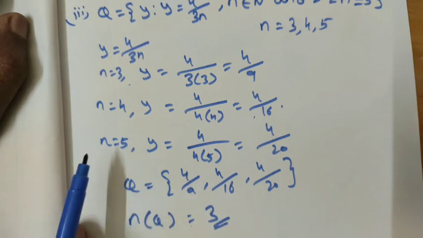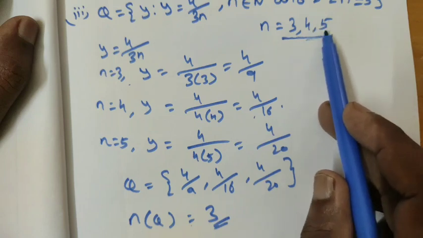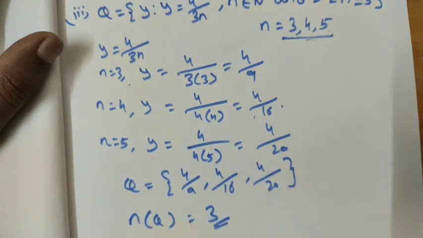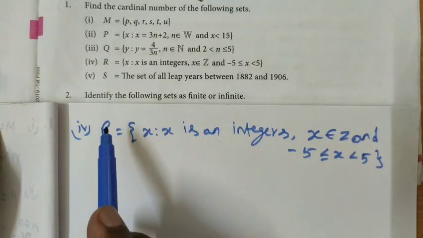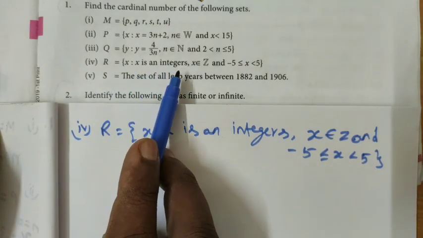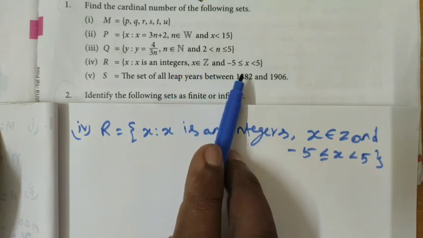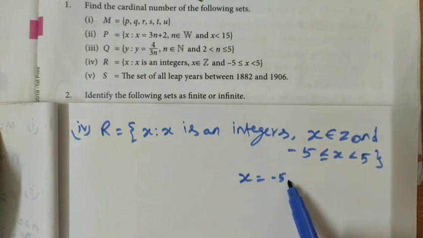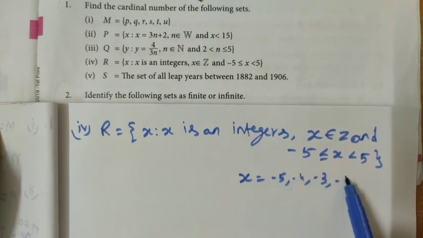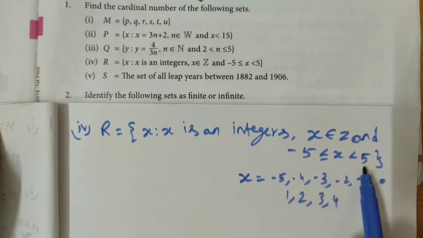If they ask one more question, just count the number of elements. So, of course, the set will have only 3 elements. The Roman number iv is given as R is equal to the set of x such that x is an integer, x belongs to integers, right? And x is greater than or equal to minus 5 and less than 5. So, the x values are minus 5, minus 4, minus 3, minus 2, minus 1, 0, 1, 2, 3, 4, less than 5 only.